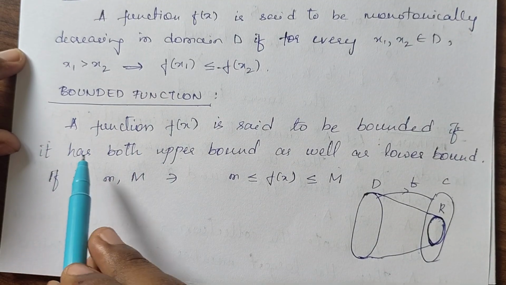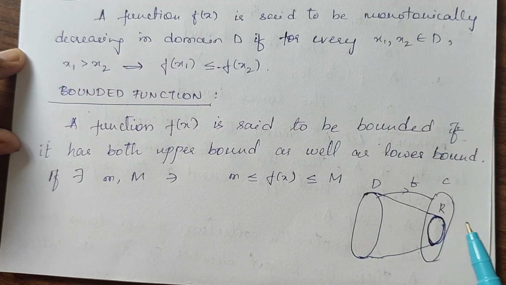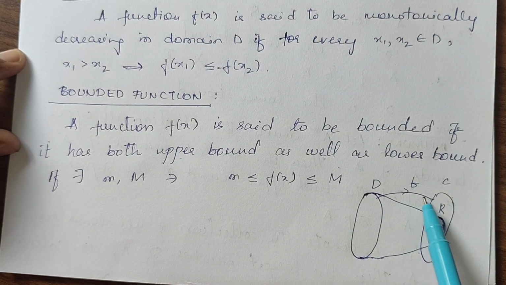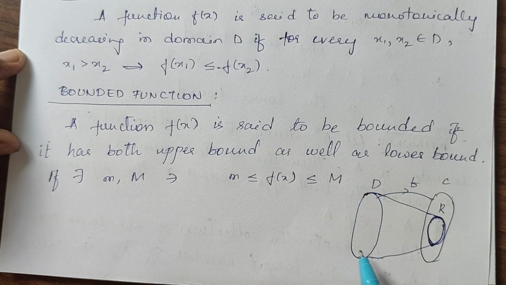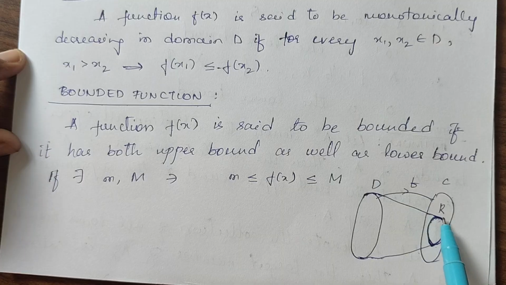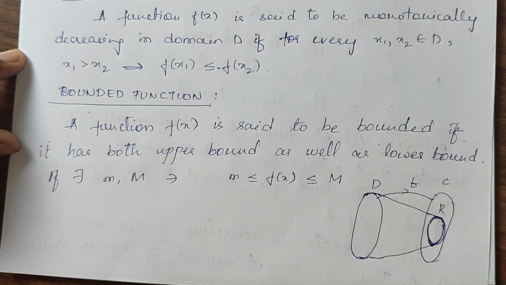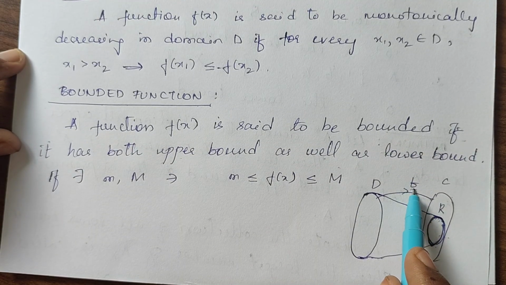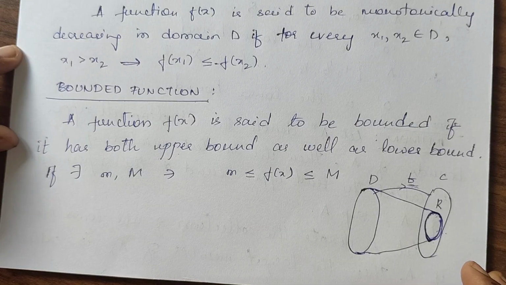A bounded function means, suppose this is the domain and this is the codomain for this function f. If this domain is mapping to this range R, this set R must be bounded. Means it should have both a lower bound as well as an upper bound. Then we say that this function is bounded. So this is all about bounded function.